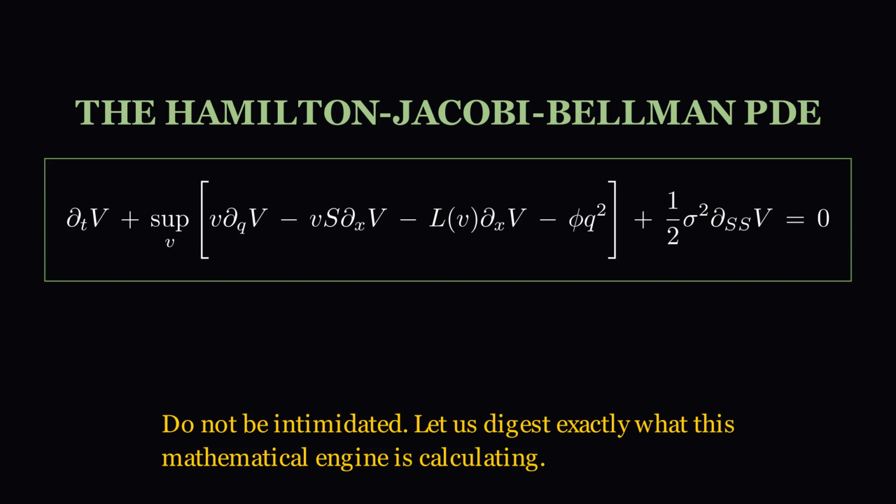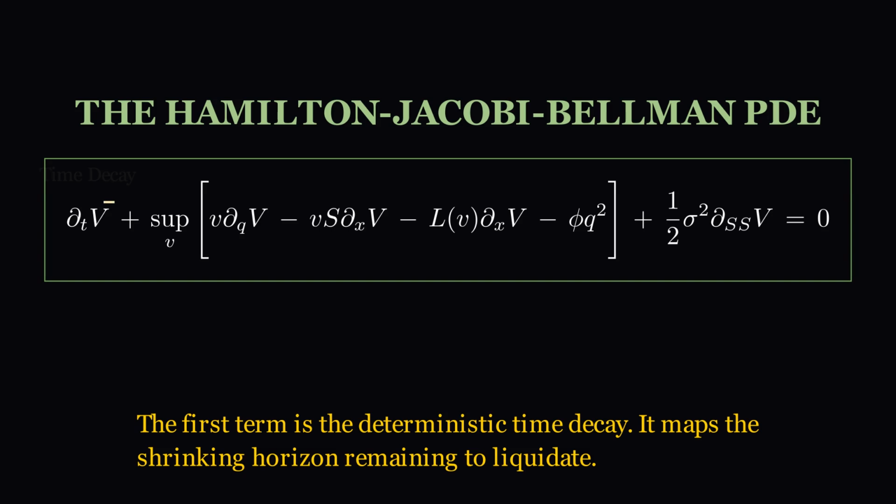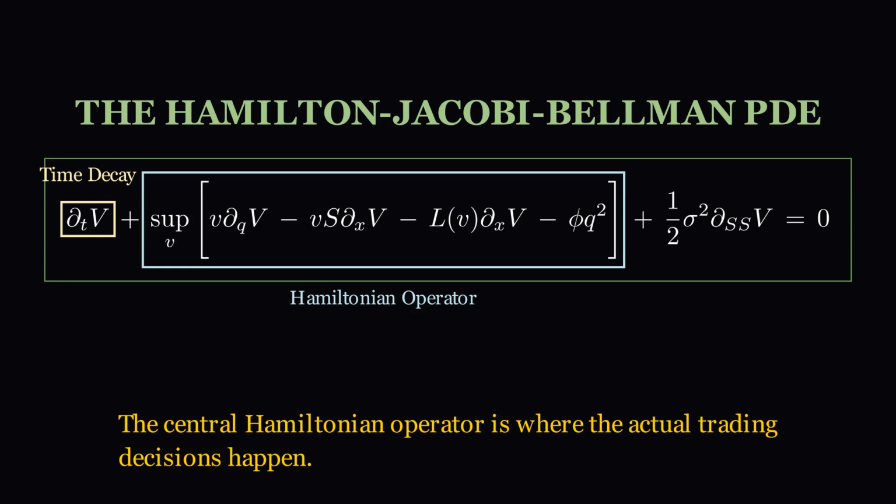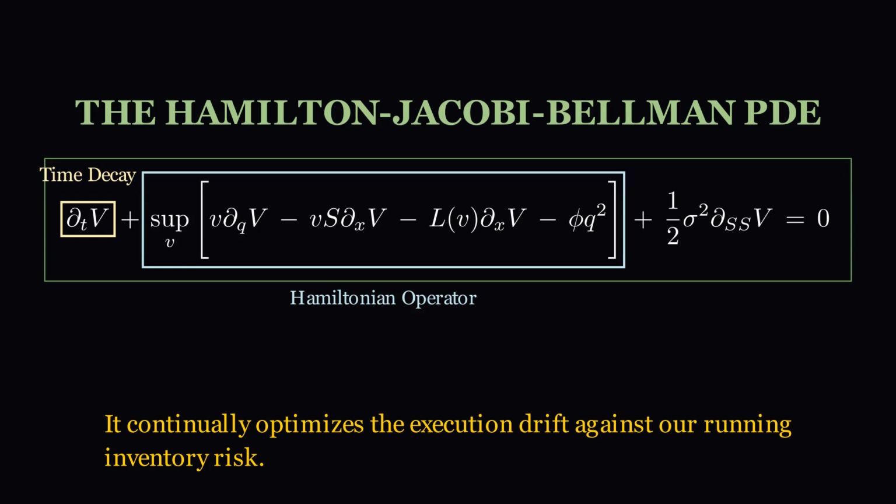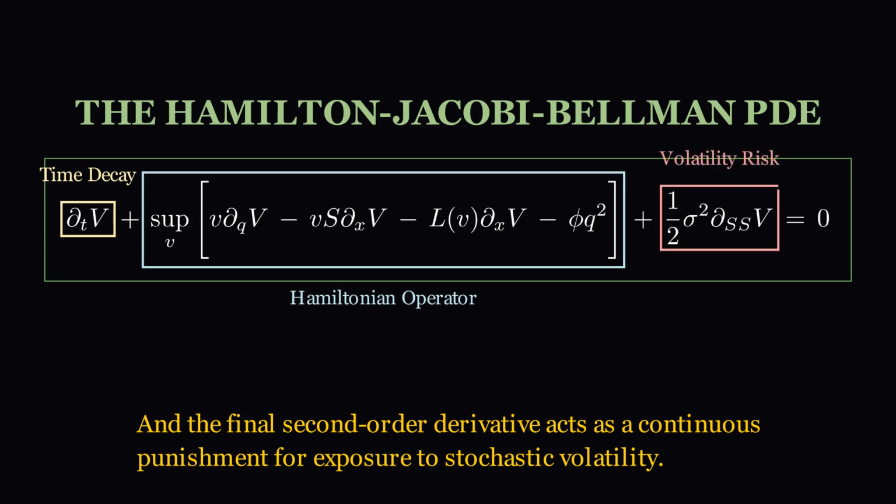Do not be intimidated. Let us digest exactly what this mathematical engine is calculating. The first term is the deterministic time decay. It maps the shrinking horizon remaining to liquidate. The central Hamiltonian operator is where the actual trading decisions happen. It continually optimizes the execution drift against our running inventory risk. And the final second-order derivative acts as a continuous punishment for exposure to stochastic volatility.